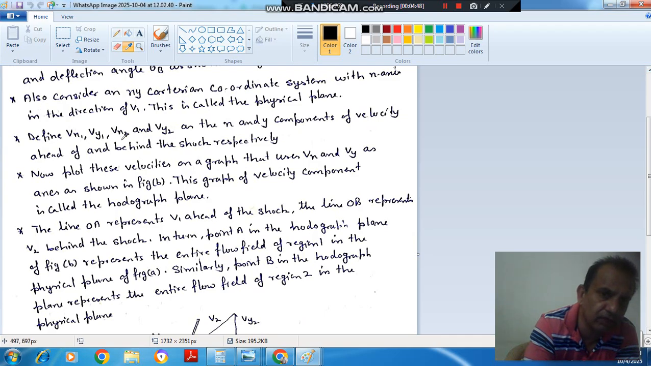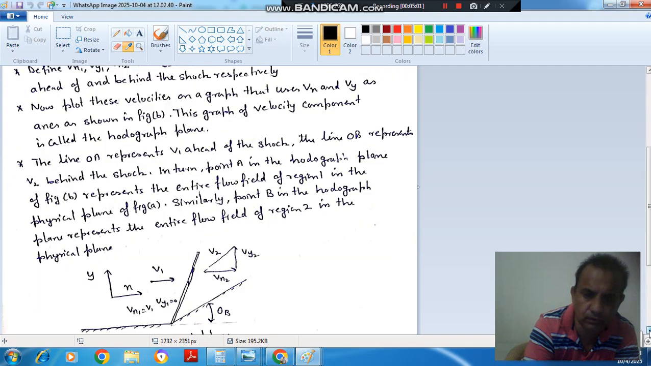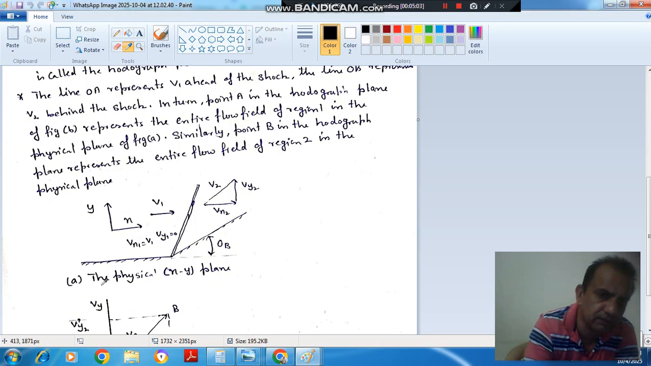Next, define Vx1, Vy1, Vx2 and Vy2 as the x and y components of velocity ahead of and behind the shock respectively. So ahead of the shock there is only Vx1 that is equal to V1 and Vy1 is 0, and behind the shock Vx2 and Vy2 both are there. The resultant is V2.